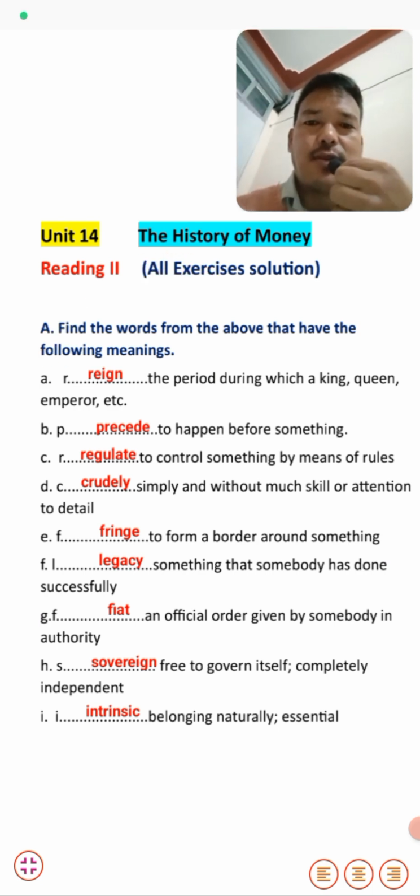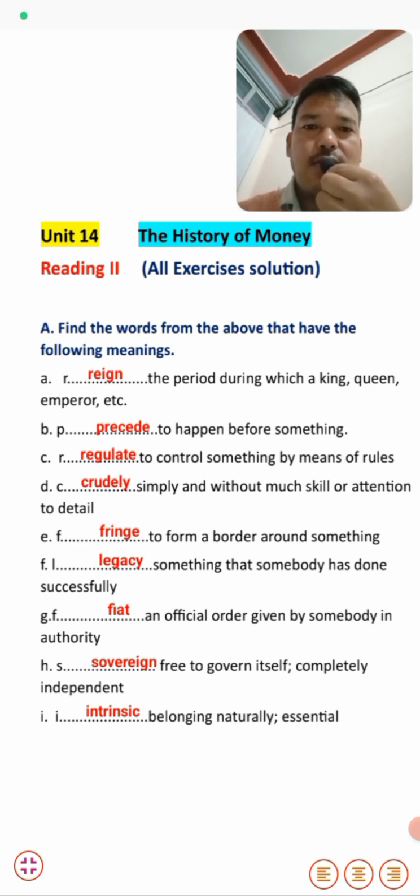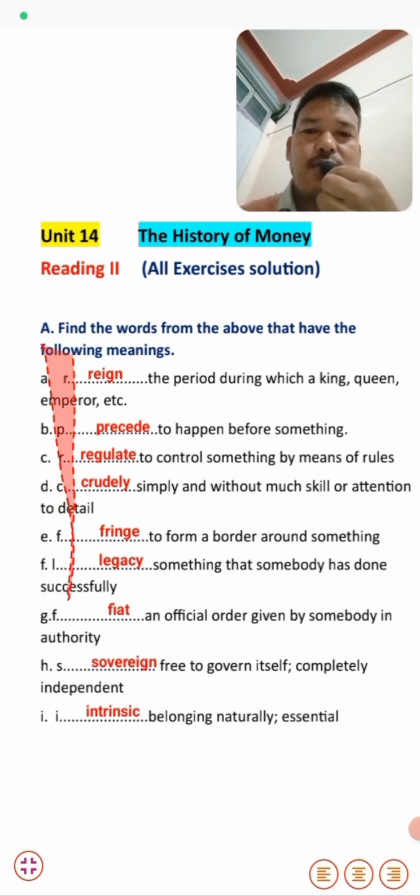Here we start, students, with the first exercise, that is number A. Find the words from the text above that have the following meanings. Yes students, what you have to do is, the first letter is given here. This is the hint, students; you can guess easily and find the words very quickly in the text. First word, you can see "a" is given here, then you can guess easily, it's "era": the period during which a king, queen or emperor rules, meaning the tenure of the king and the queen.